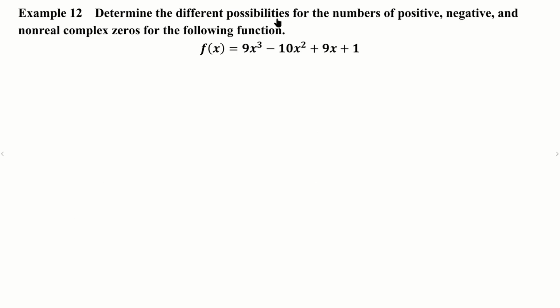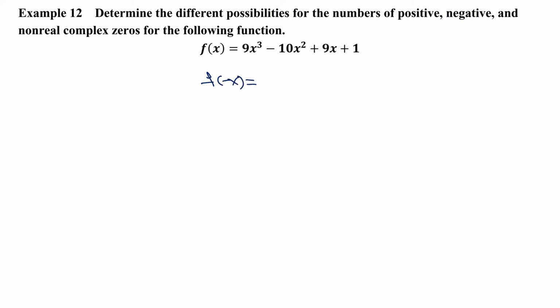So determine the different possibilities for the number of positive, negative, and non-real complex zeros of the following function. Okay, so here we have f of x. So before we do anything else, what I would like to do is go ahead and figure out f of negative x as well. And then we'll answer the questions, okay?